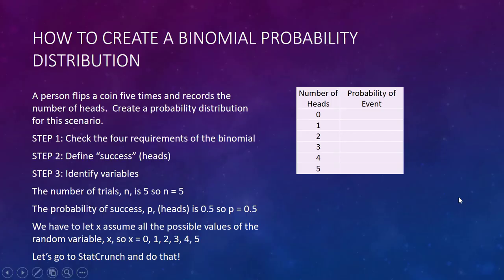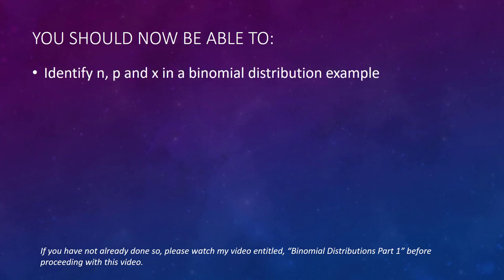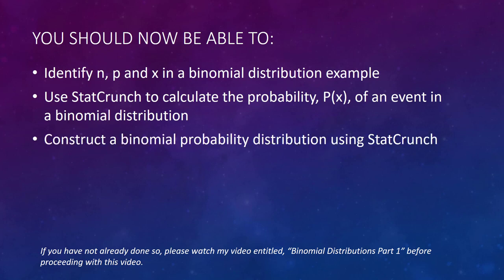So coming back to our problem slide, we have this empty binomial probability distribution, and we just calculated these 6 probabilities, so we just fill in the table and then we're done. Having watched this video, you should now be able to identify n, p, and x in a binomial distribution example, use StatCrunch to calculate the probability P of x of an event in a binomial distribution, and construct a binomial probability distribution using StatCrunch.